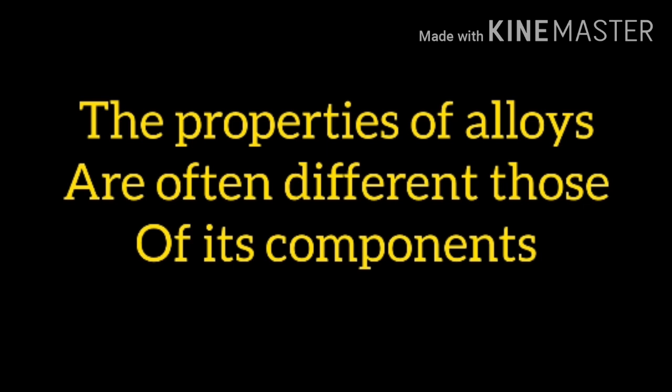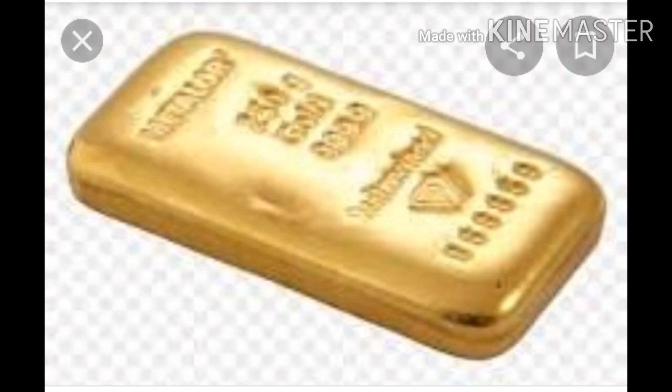So the individual element, that is an individual metal, has different characters, different properties. When it is combined with another metal or another non-metallic element, its characters, its properties are totally changed. For example, pure gold is very brittle in nature. It can break easily and we cannot use pure gold to make ornaments.